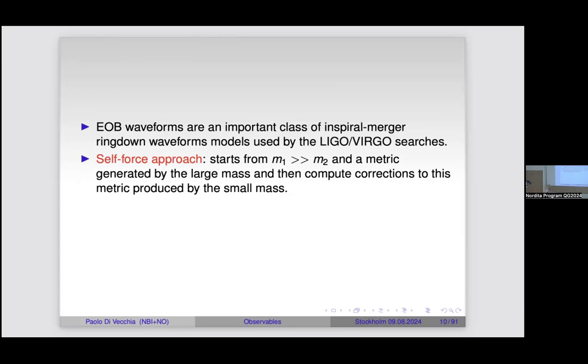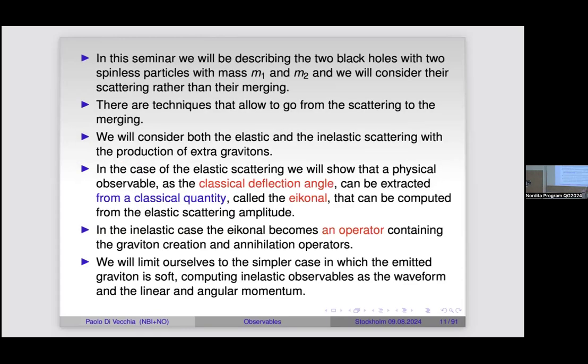The effective one-body waveforms are an important class of inspiral-merger-ringdown waveforms used for the LIGO-Virgo search. And then there is the self-force approach. You start from a mass much bigger than the other and a metric generated by the large mass, and then you compute corrections to this metric produced by the small mass. So these are essentially the approaches that are used.